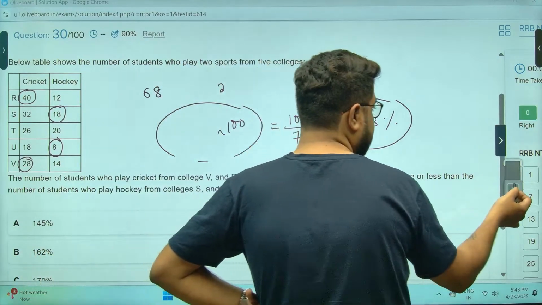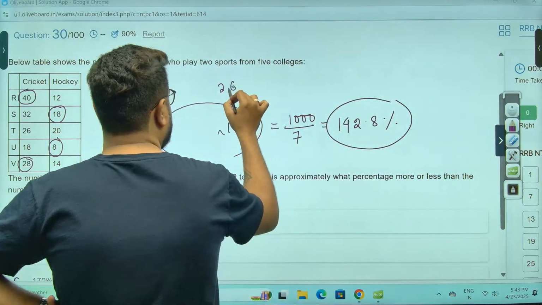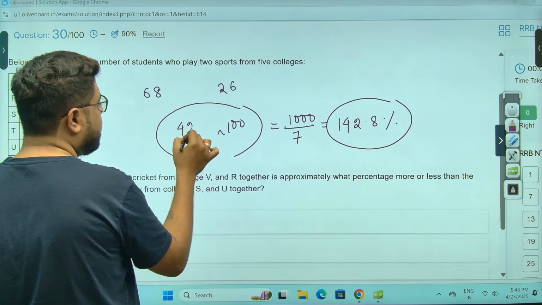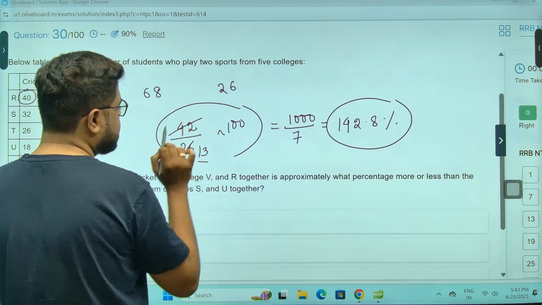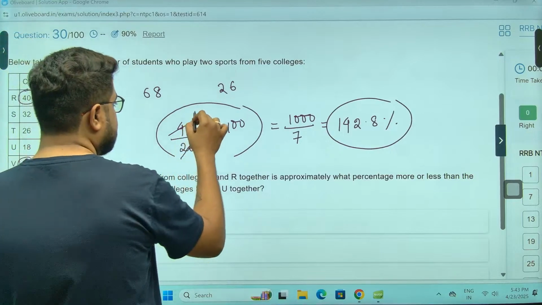The whole thing is wrong. Sir, how much more, sir? 42 more, na? 42 by 26. It is 13. This is how much, sir? This is how much? 21.